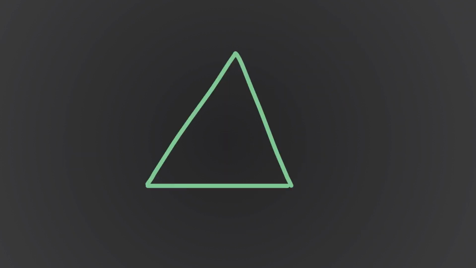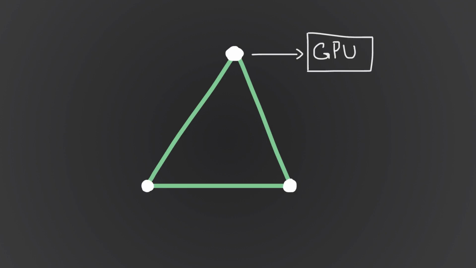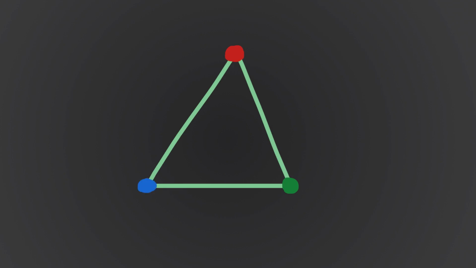Say you have this triangle here with three vertices. At each of these three vertices, the GPU is going to run your vertex program, which will transform and output positions. Let's say that each vertex also outputs a varying. So vertex 1 will output a color value of 1,0,0, or red. Vertex 2 will output 0,1,0, or green. And vertex 3 will output 0,0,1, or blue.